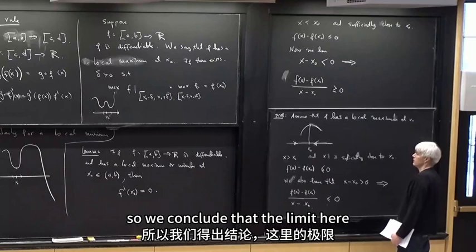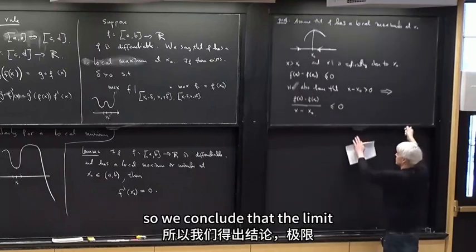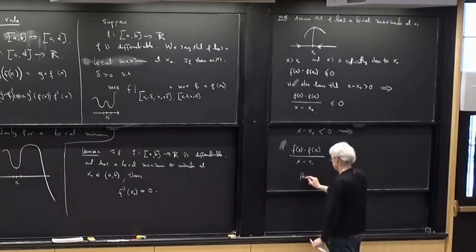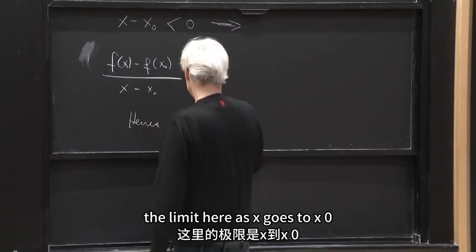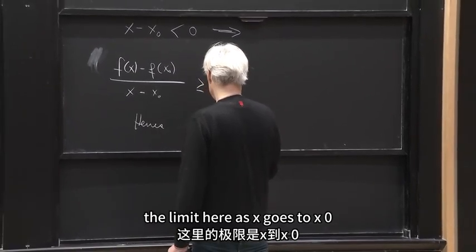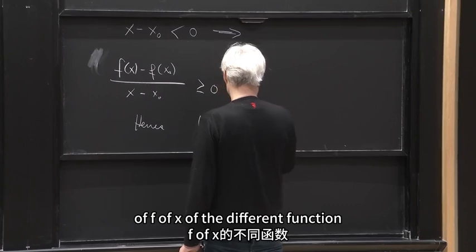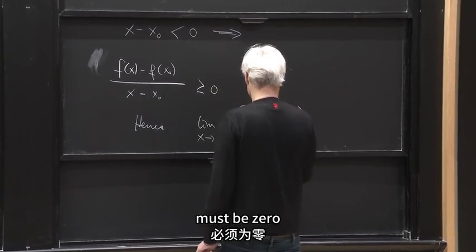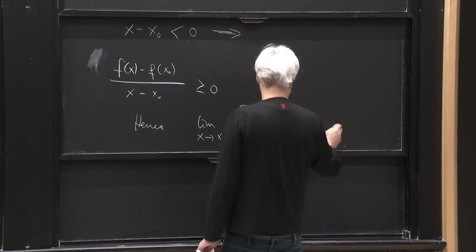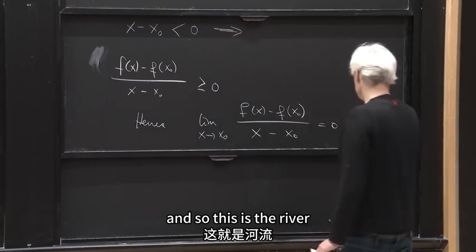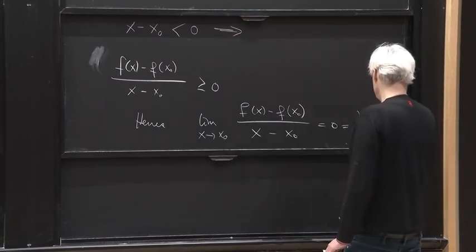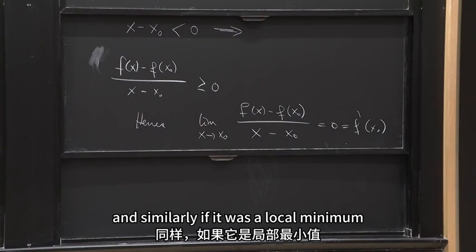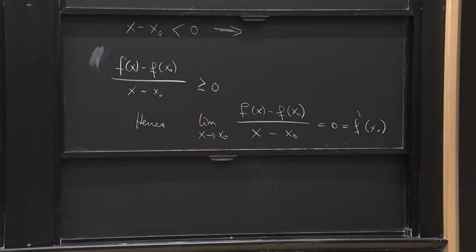So we conclude that, hence, the limit here, as x goes to x0, of the difference quotient of f, must be 0. And so this is the derivative at that point. Right? And similarly, if it was a local minimum, okay?